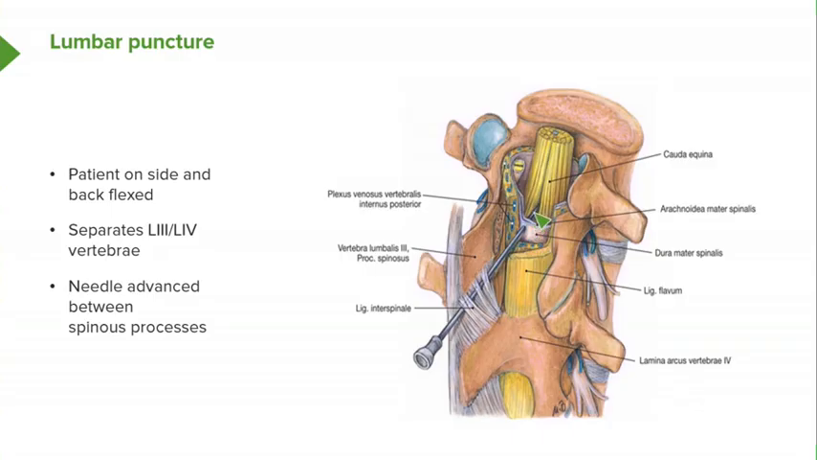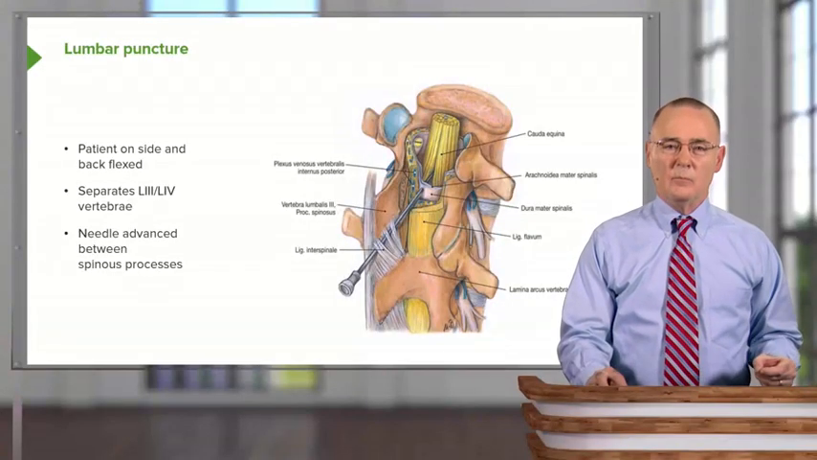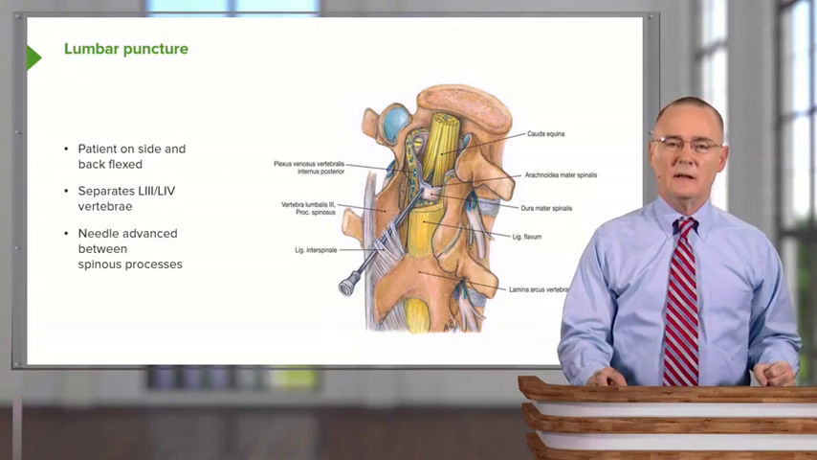now the needle is in the subarachnoid space, well below the termination of the spinal cord, and so you simply see the nerve roots that constitute the horse's tail, known as the cauda equina. Pull back on the syringe plunger, and cerebrospinal fluid could then be readily obtained.